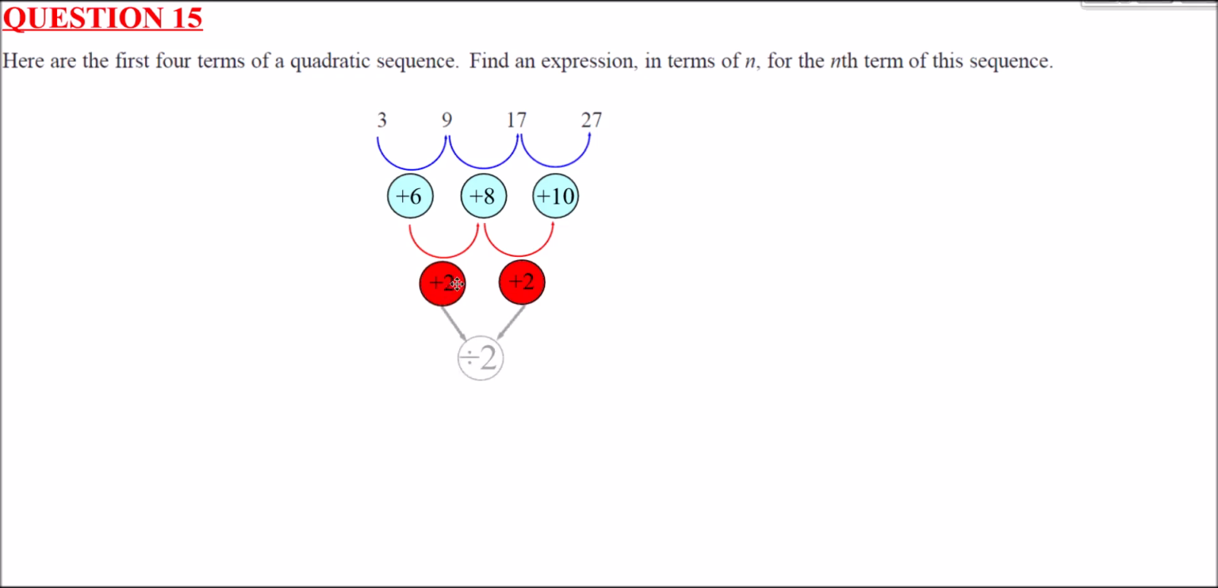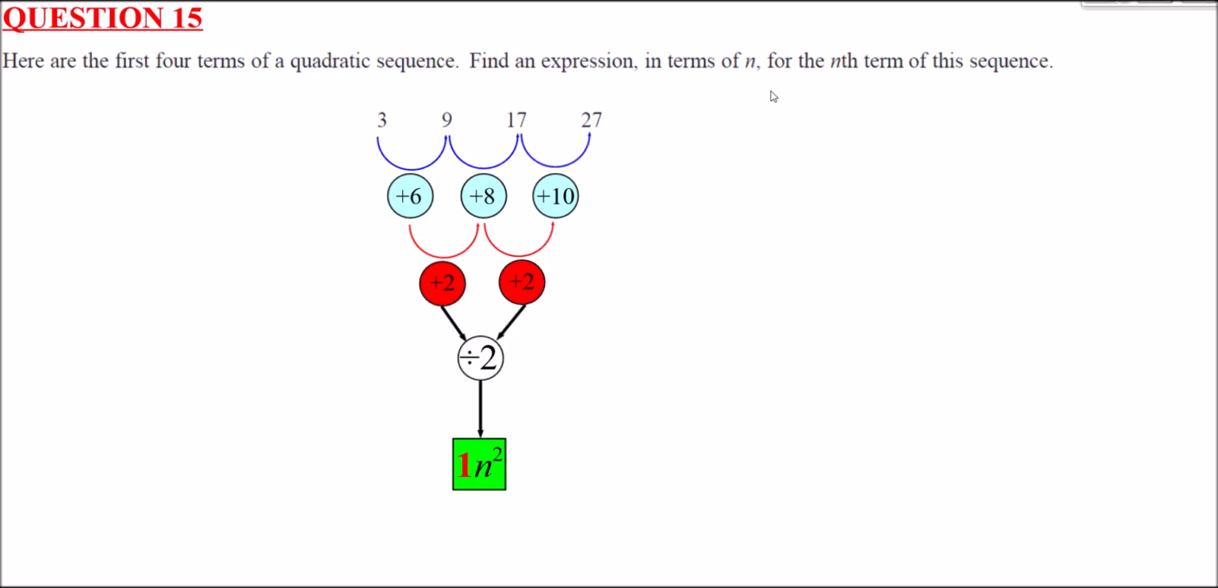We halve the plus 2. We divide it to get 1. And the answer we get once we divide the gap of the gaps by 2 is the coefficient of n squared. So 2 divided by 2 is 1. Therefore, the quadratic piece of this quadratic sequence is just going to be 1n squared, because 2 divided by 2 gives 1. So that's our quadratic piece.